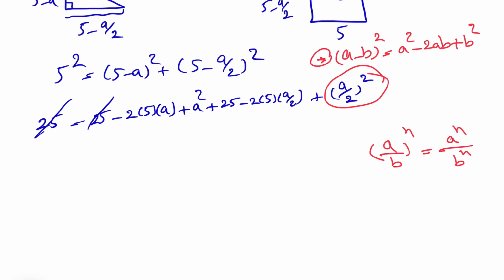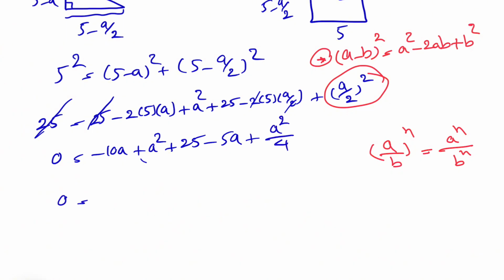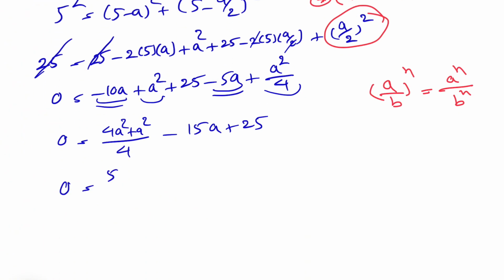So here we can cancel out the 25 on each side. So minus 10a plus a squared plus 25 minus, these two will be cancelled out, minus 5a plus a squared over 4. So we have a squared plus a squared divided by 4. We're going to do the common denominator. So 4a squared plus a squared minus 10a minus 5a minus 15a plus 25. So this will be 5 over 4 a squared minus 15a plus 25.